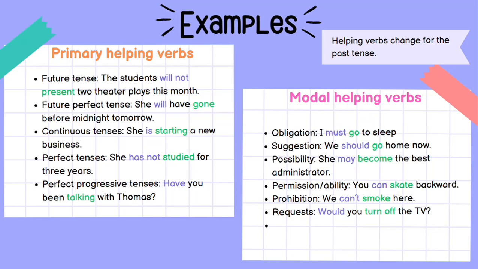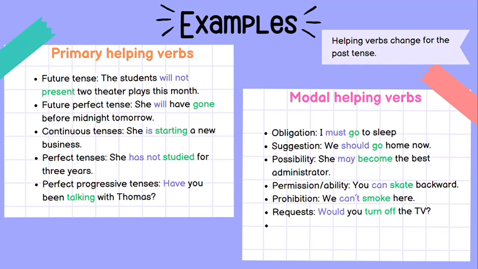Now we're going to check some examples. For the primary helping verbs, we have future tenses, continuous, and perfect tenses. So, for the future tense, we have: the students will not present theater plays this month. We have will not because this is a negation, and present is the main verb of this sentence. For the future perfect tense, we have: she will have gone before midnight tomorrow. Will is the helping verb, and gone the main verb.